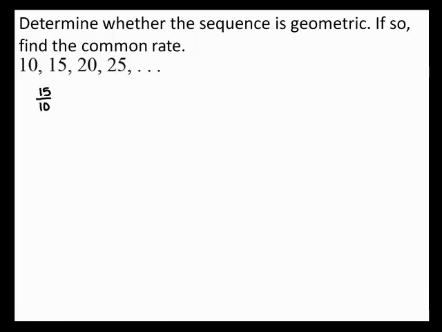Simplify 15 divided by 10. You find that 15 divided by 10 is equal to 3 halves. Simplify 20 divided by 15. You find that 20 divided by 15 is equal to 4 thirds. Simplify 25 divided by 20. You find that 25 divided by 20 is equal to 5 fourths.